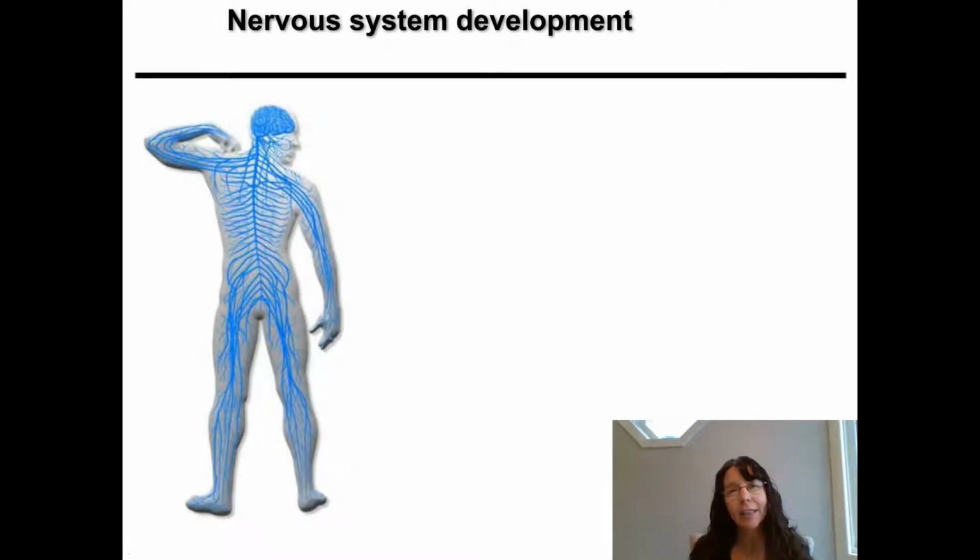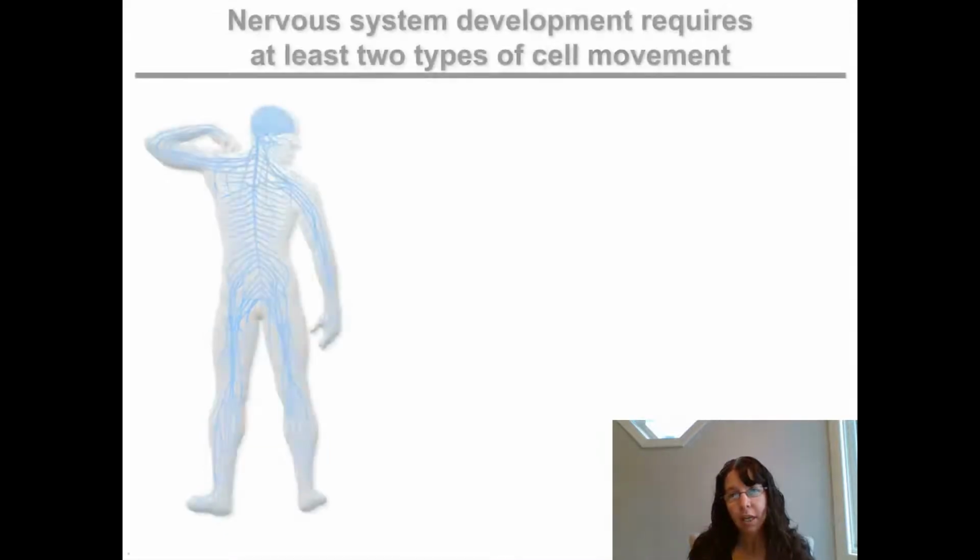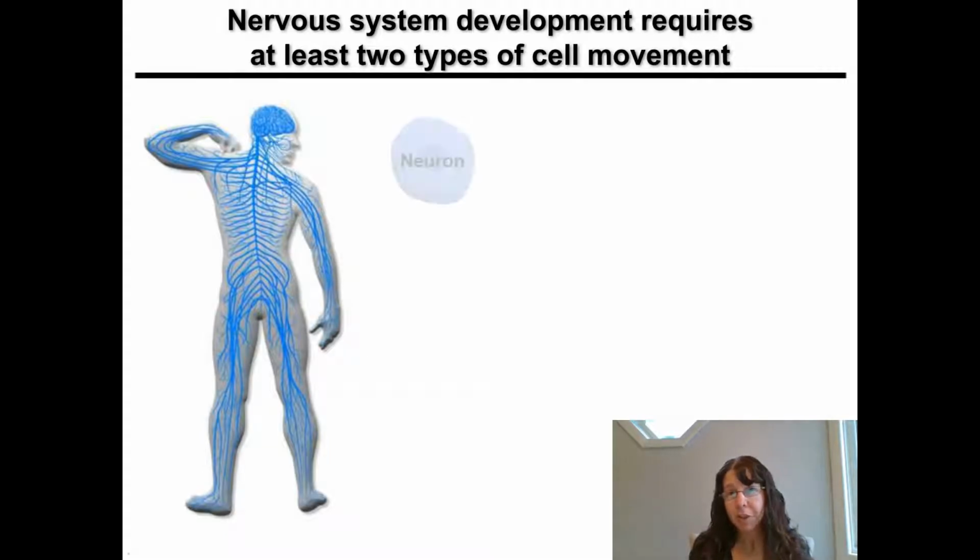Neurons have at least two migration challenges. Each neuron first is born in a particular location and then has to migrate to a different location, where it is its home for the rest of the embryo's life, the rest of the organism's life.